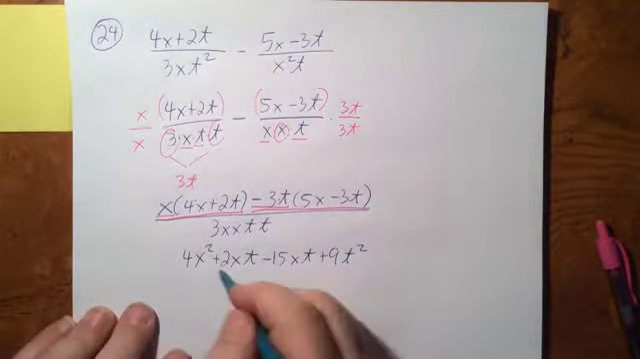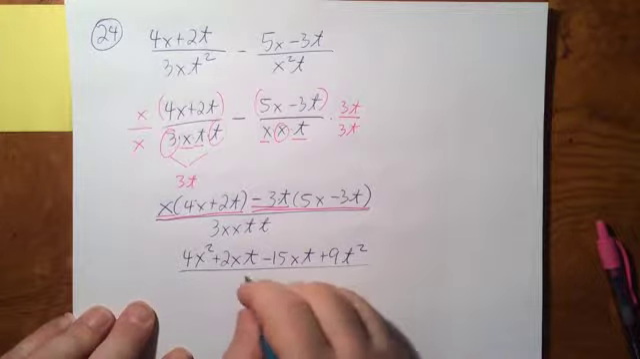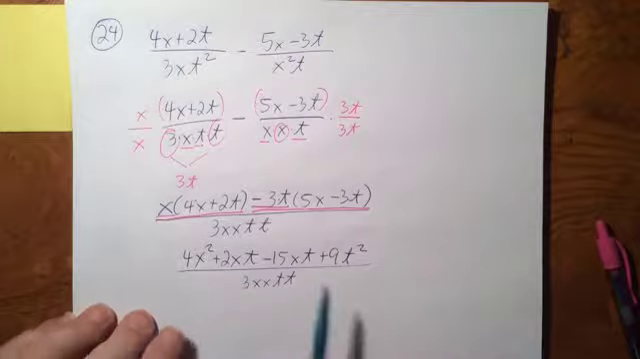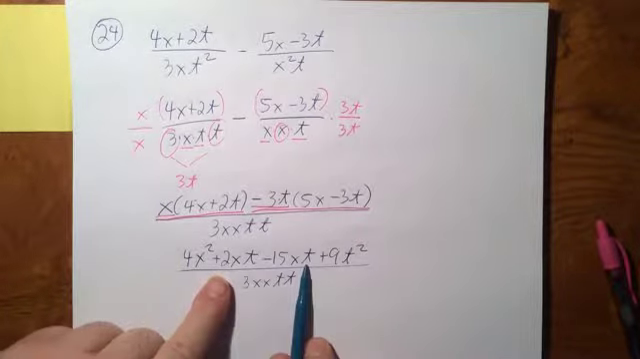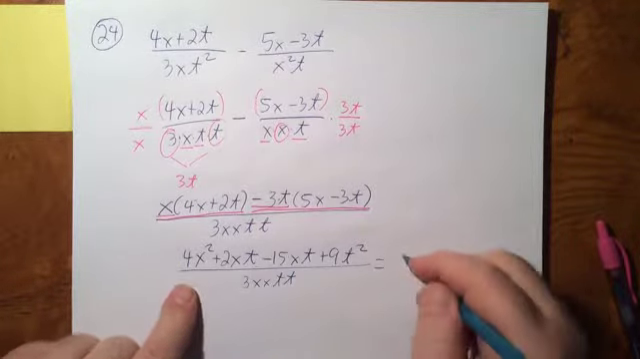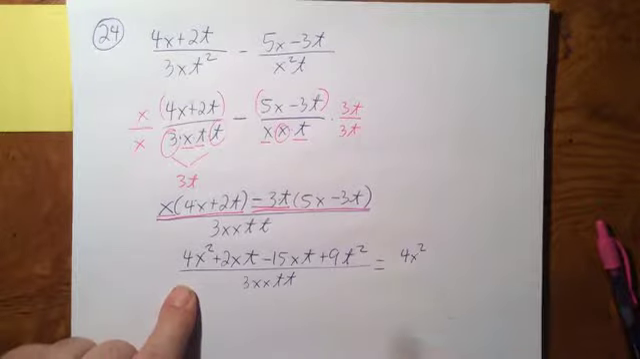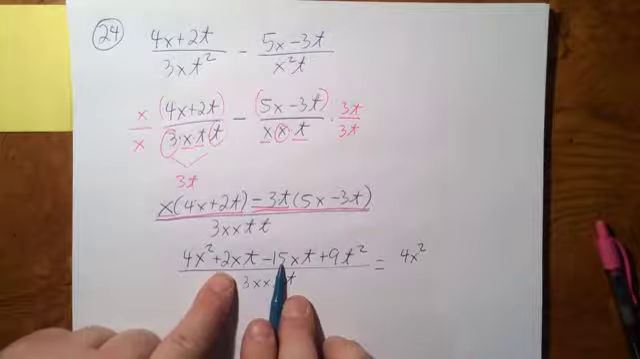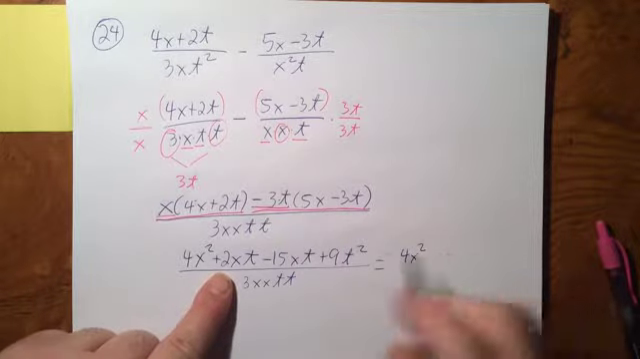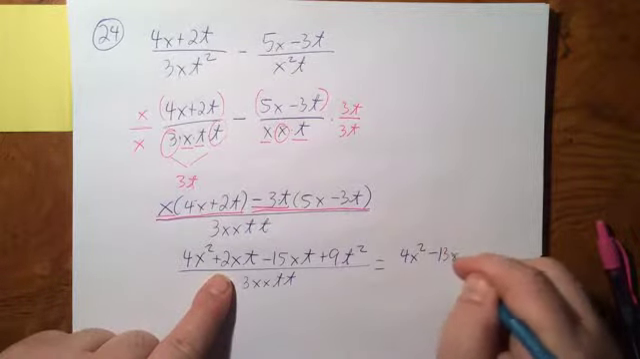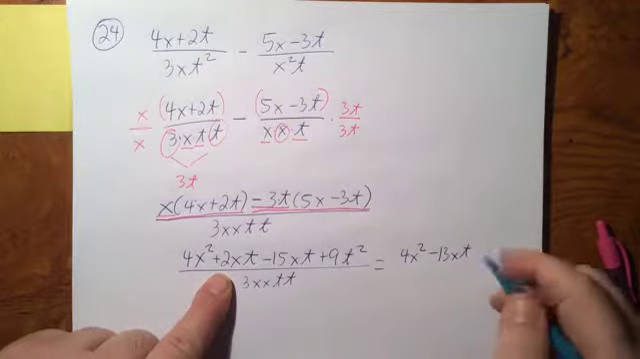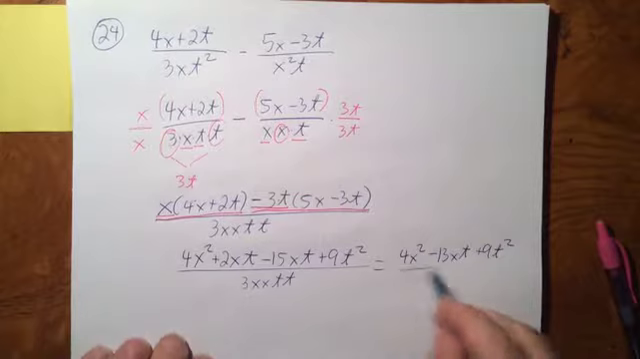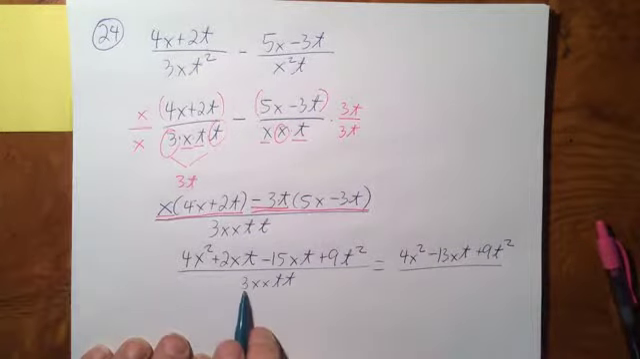So after we have that, we can now divide this by 3xt. Now we can combine whatever like terms we can combine on top. This will give us 4x squared plus 2xt minus 15xt. That should give us negative 13xt. And that's going to be plus 9t squared. And that's going to be over, well, let's see.